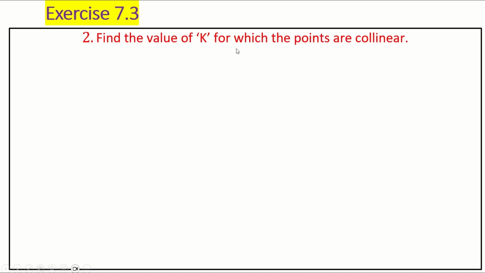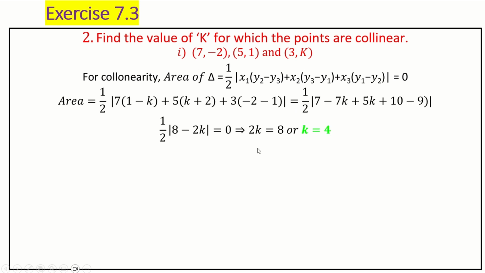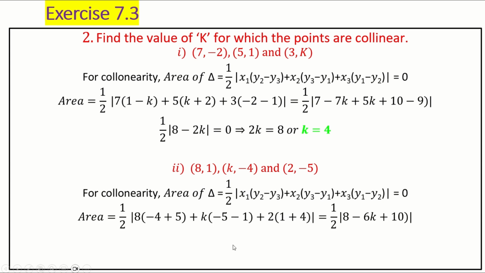Now find the value of k for which the points are collinear. Okay. We need to find the value of k. The third coordinate is not given, but it says the 3 points are collinear. So area of the triangle is equal to 0. That's what we will do, right? So for collinearity, area of the triangle is equal to 0. You substitute the values, okay? And what you will get is 8 minus 2k equal to 0, or 2k equal to 8. k is equal to 4, okay? k value is 4.